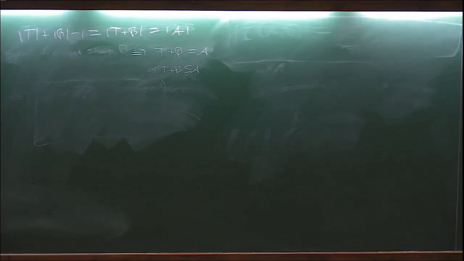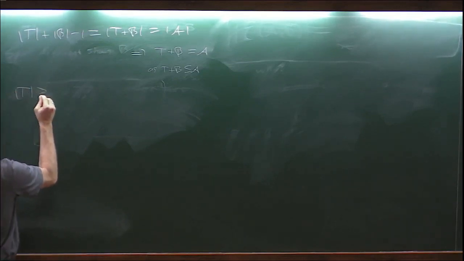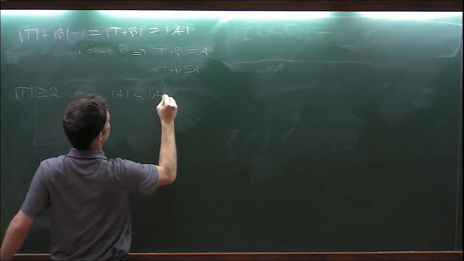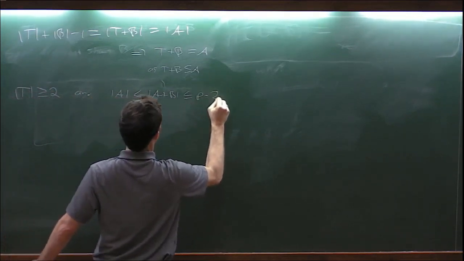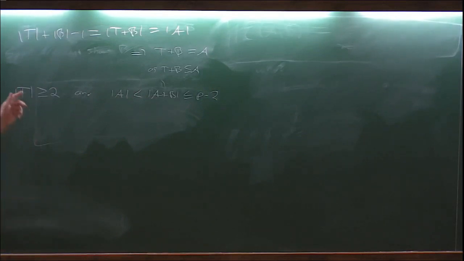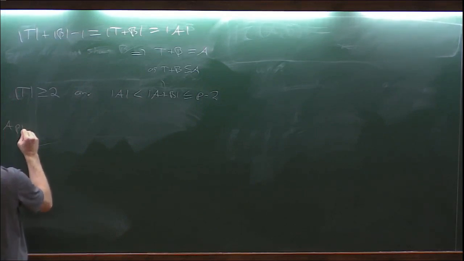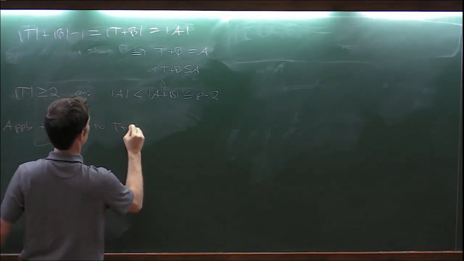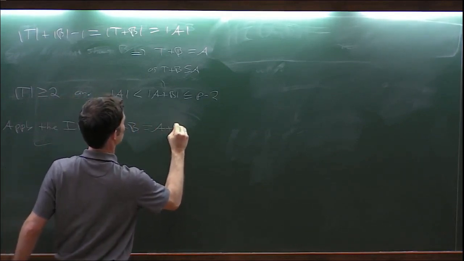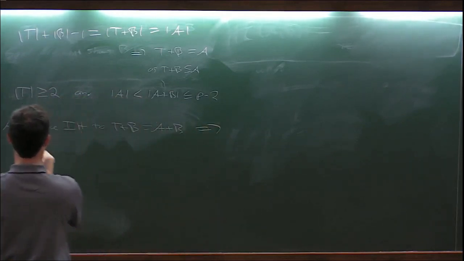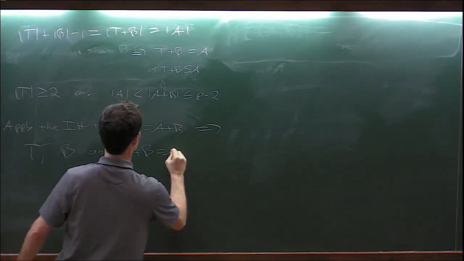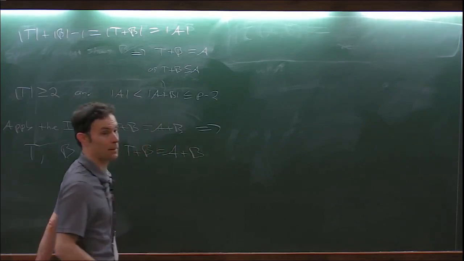Well, this is nice. T is at least 2. And A is strictly less than A plus B, which is less than or equal to P minus 2. So we can apply the induction hypothesis to T plus B. That means T, B, and T plus B equals A plus B are all arithmetic progressions of common difference.